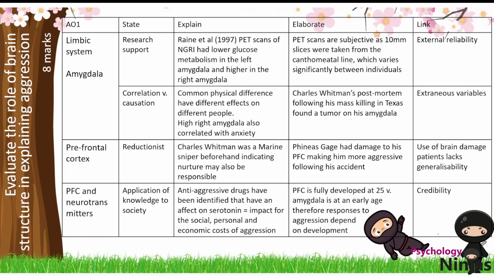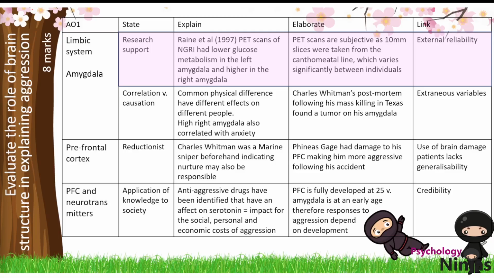Let's have a look at an 8 marker. Evaluate the role of brain structure in explaining aggression. We want to start with a detailed explanation of the limbic system and the amygdala, giving all of that wonderful terminology. From there, we want to move into our first evaluation paragraph, talking about supporting research, explaining findings from the Raine et al. study, giving specific details about the role of the right and the left amygdala.